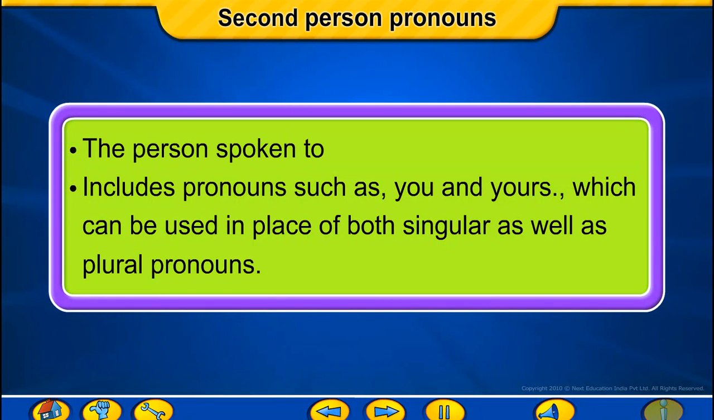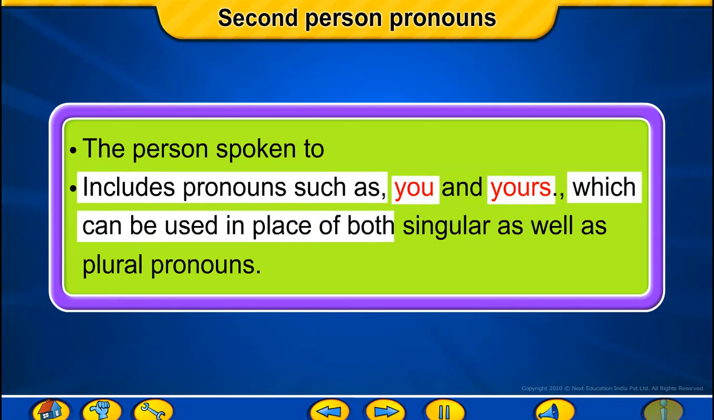The second person is the person spoken to. In the second person, we have pronouns such as you and yours, which can be used in place of both singular as well as plural pronouns.